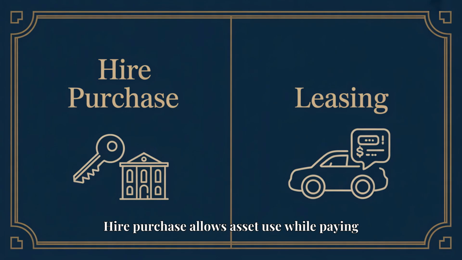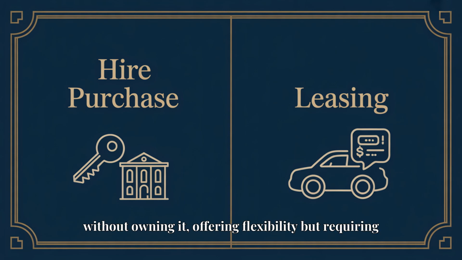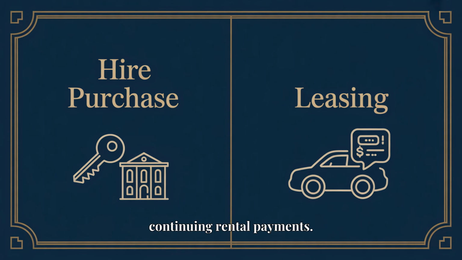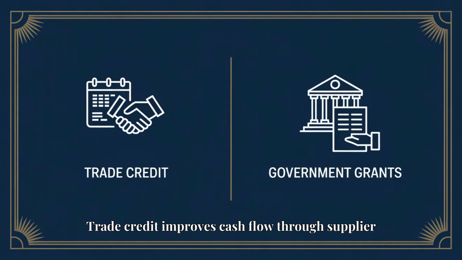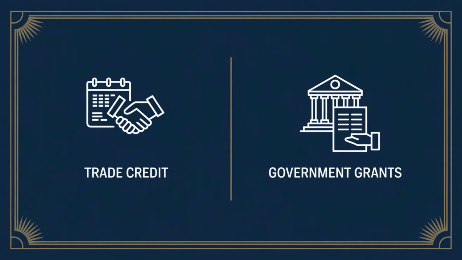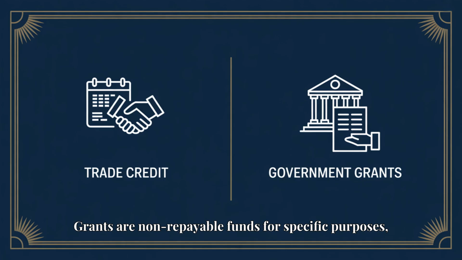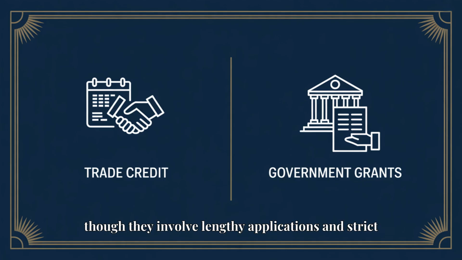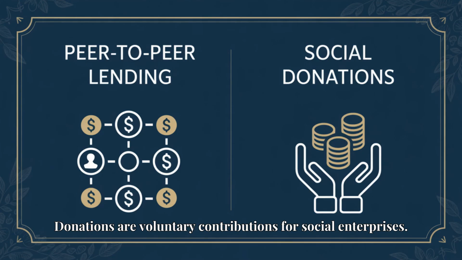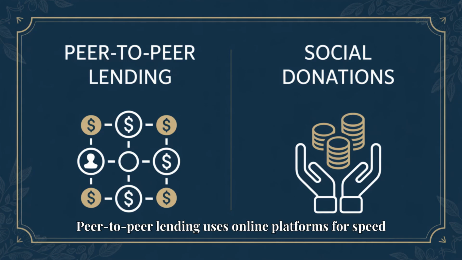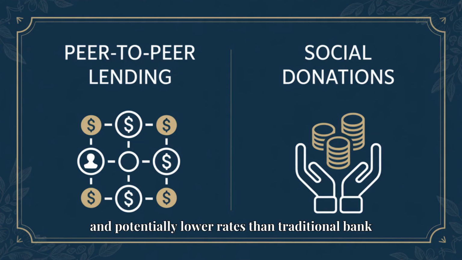Hire purchase allows asset use while paying in installments. Leasing means paying to use an asset without owning it, offering flexibility but requiring continuing rental payments. Trade credit improves cash flow through supplier agreements. Grants are non-repayable funds for specific purposes, though they involve lengthy applications and strict conditions. Donations are voluntary contributions for social enterprises. Peer-to-peer lending uses online platforms for speed and potentially lower rates than traditional bank loans.